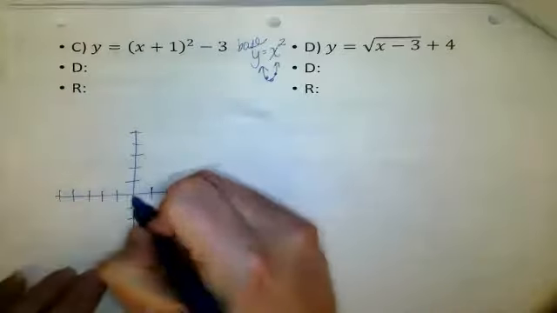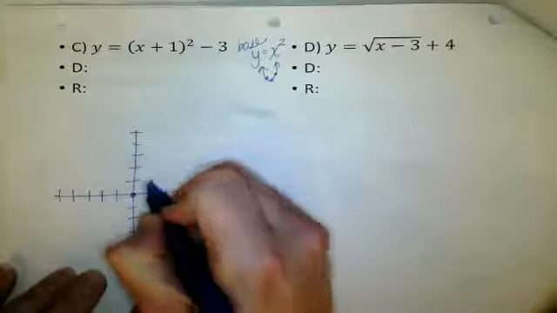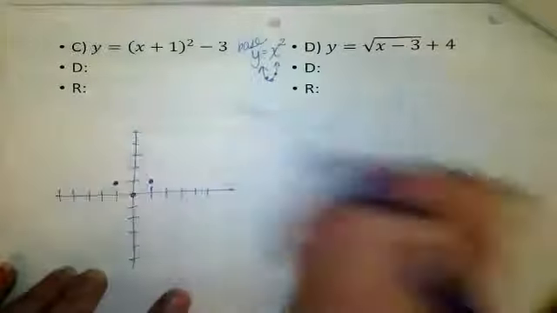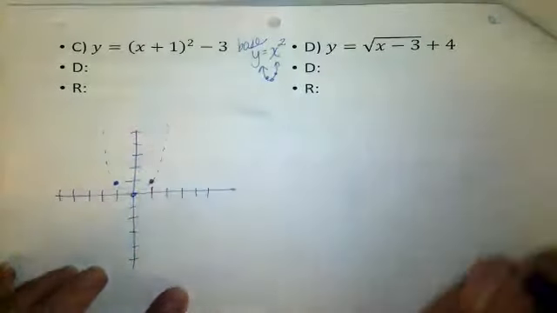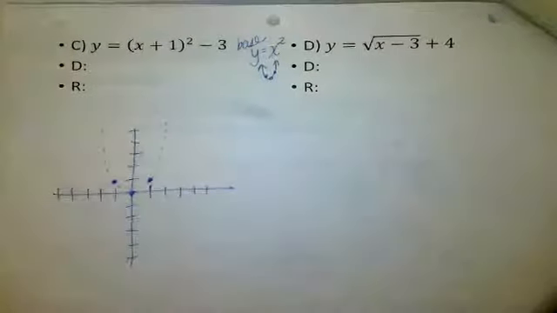So those 3 points were 0, 0, 1, 1, and negative 1, 1. And it's that parabola shape. Make sure your shape is nice and smooth and rounded. Really important that it's very different than the absolute value.